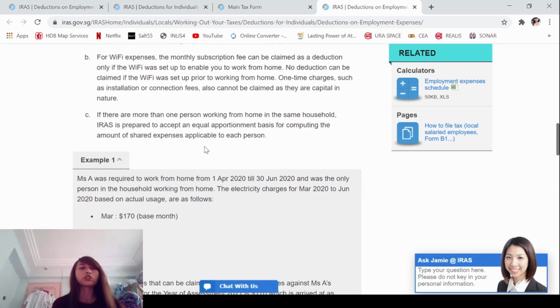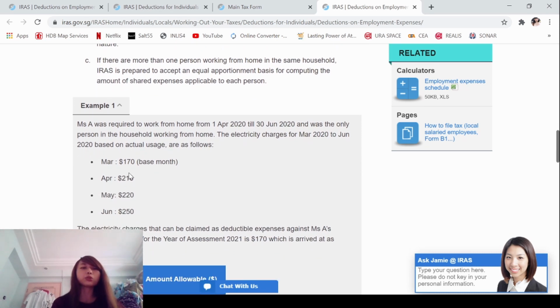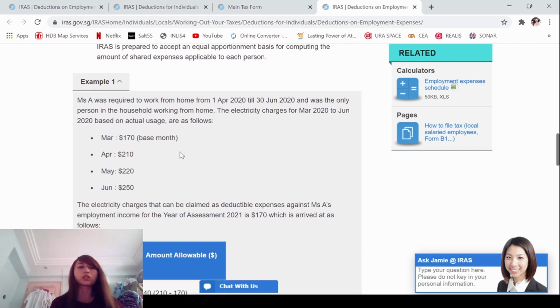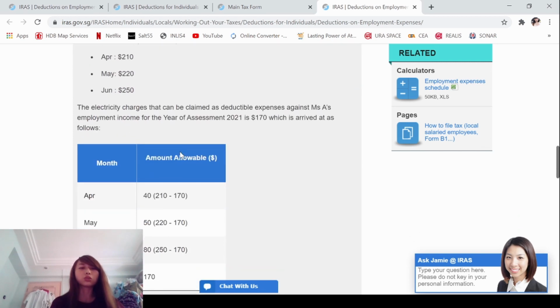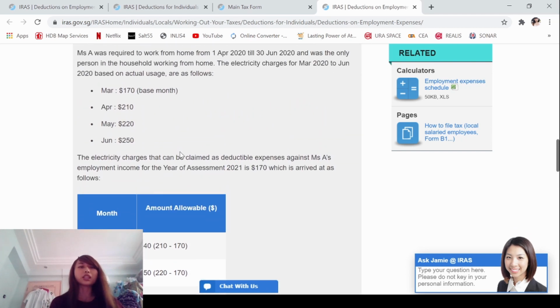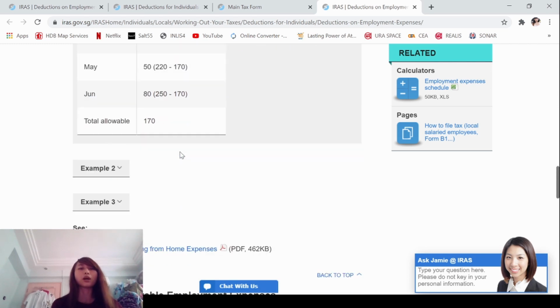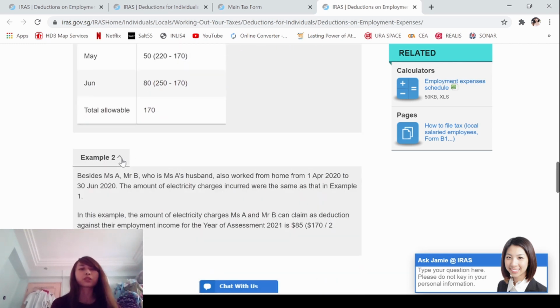Okay, for electricity, basically you take your bill and take a look. If April is the month that you started working from home, then you take March as the base month. Then you take 210 minus the base month, and you will get 40. They also give an example of how you should deduct. If the amount is actually less than 170, then for that month there will be no amount allowable as tax deduction.